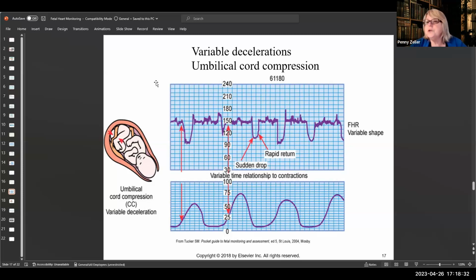So it can occur during the contraction. It can occur between contractions anytime. That's why it's called variable. Okay, so it's a sharp V. So think of variable as being V-shaped, which you don't have to know. So we need to do what we can to release the cord. Other than turning off the medication, what else can we do?